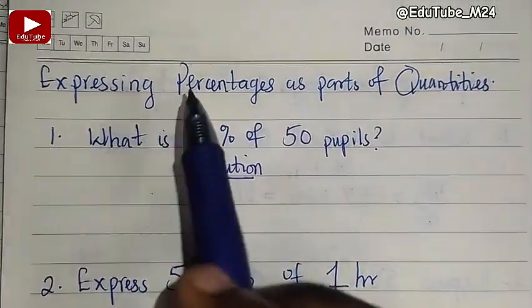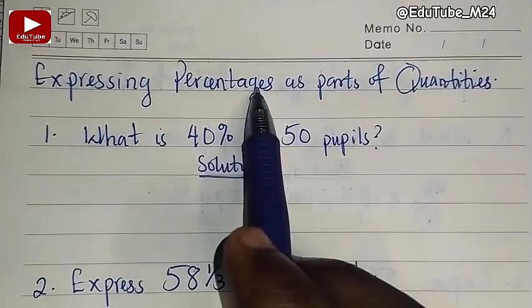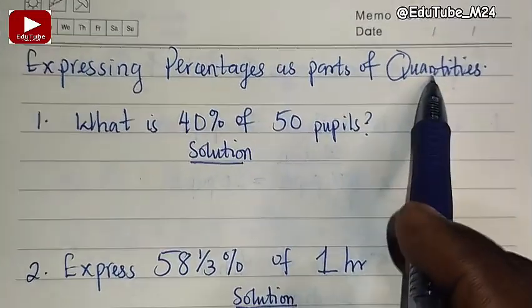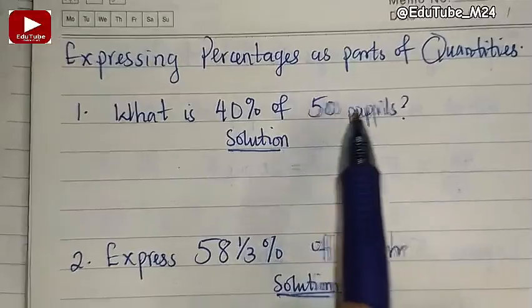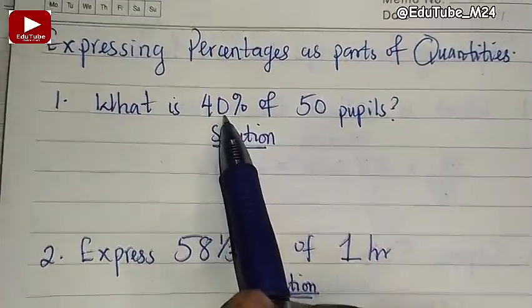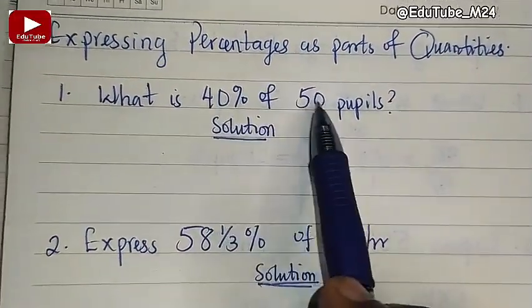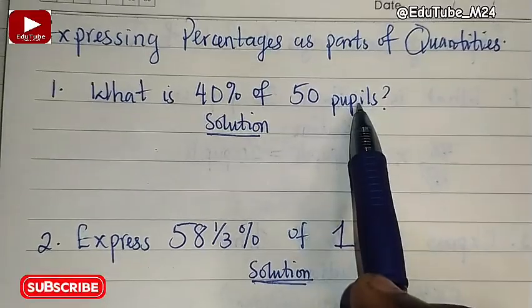In this lesson, we are going to learn how to express percentages as part of quantities. Our first example says, what is 40% of 50 puppies? Now this is our percentage here, 40%, and then the quantity is 50.